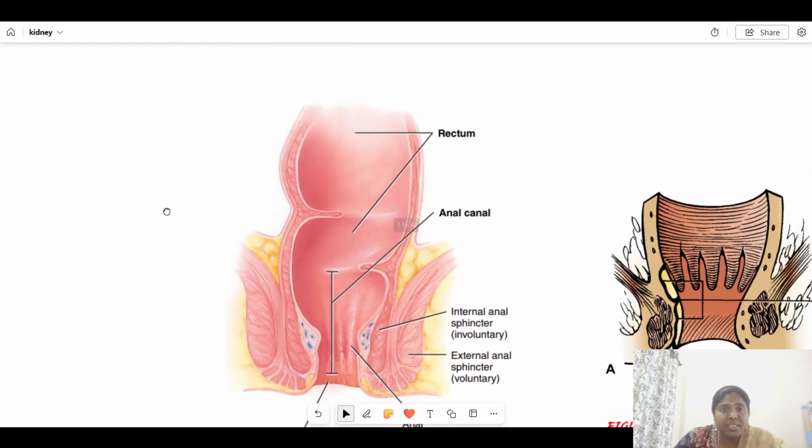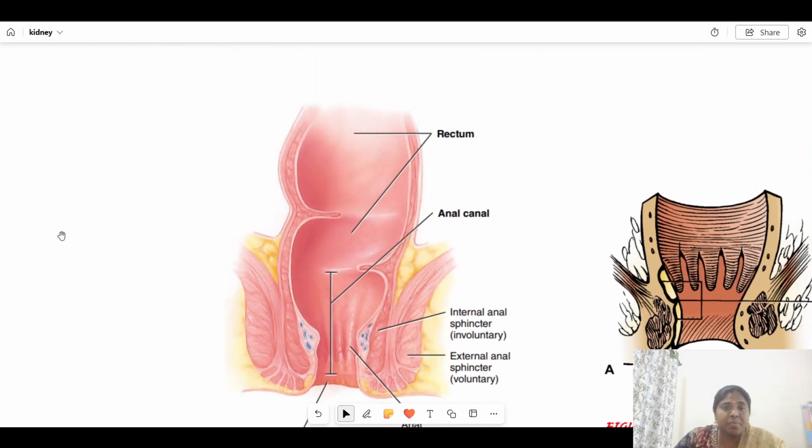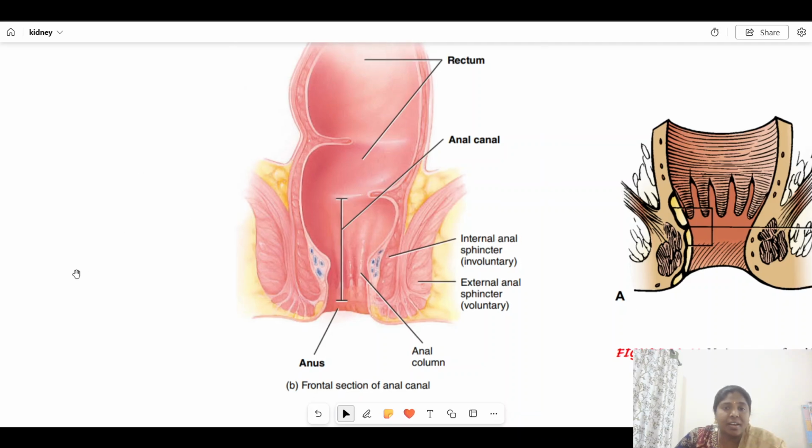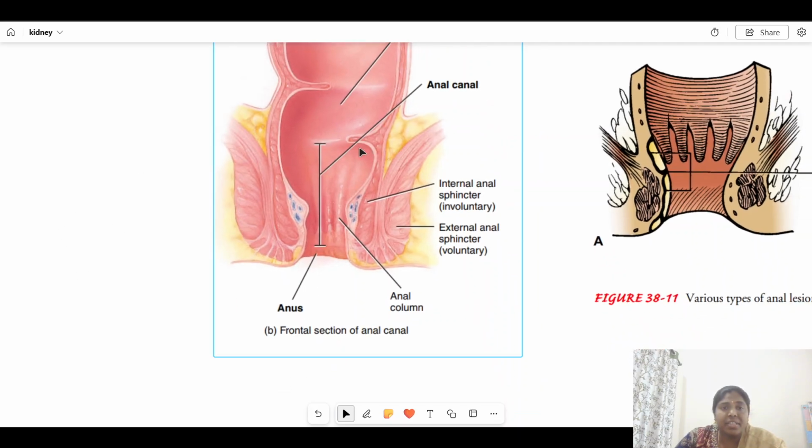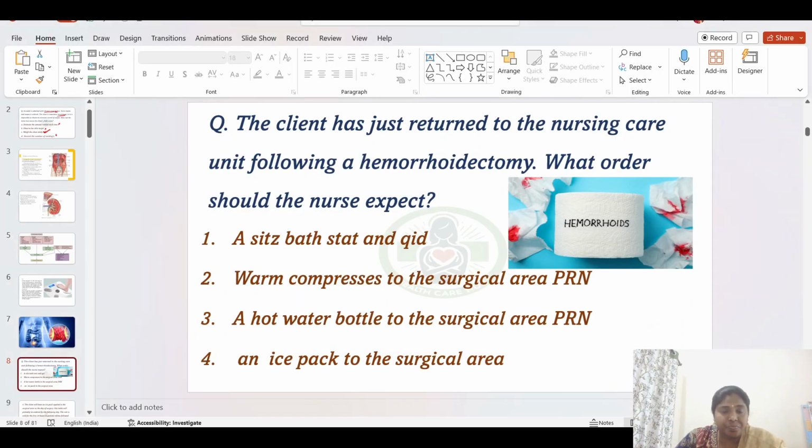So when you look at this anal canal, this is the rectum and this is the anal canal. And here this is the internal anal sphincter. This portion is called the anus, and these are the anal columns. You can see this here. The external anal sphincter is voluntary in nature, and the internal anal sphincter is involuntary in nature.